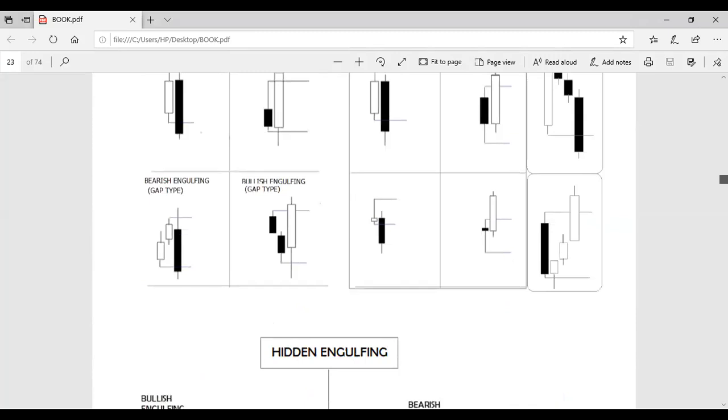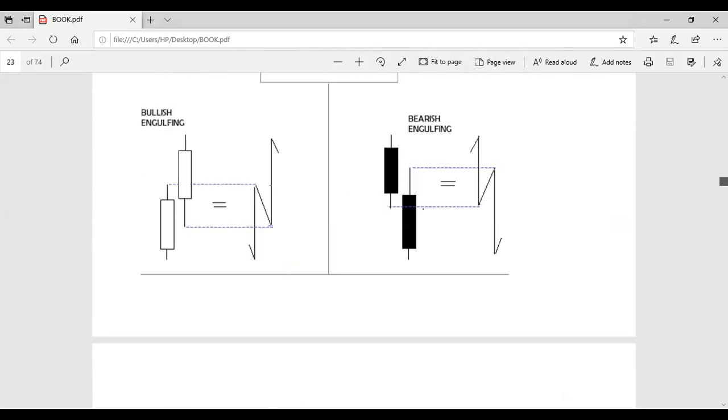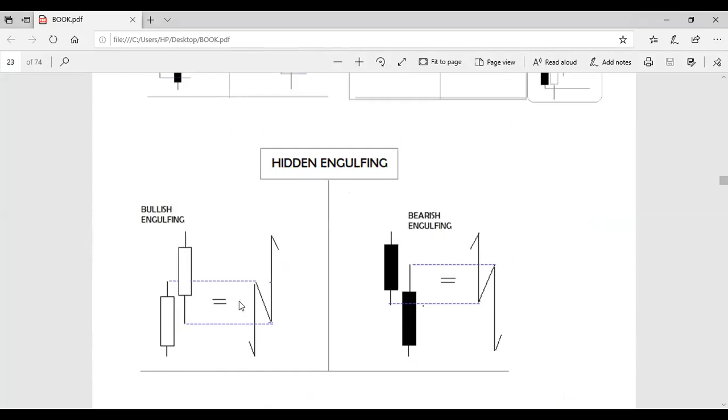So I've shown you different types of engulfing. Then we have this as our gap engulfing. Then we have a special, specific one that I will focus your attention upon again. It is an exclusive type. Yes, you have to focus attention on it. We call it a hidden engulfing. What is a hidden engulfing?